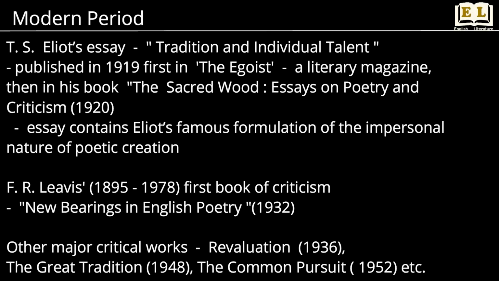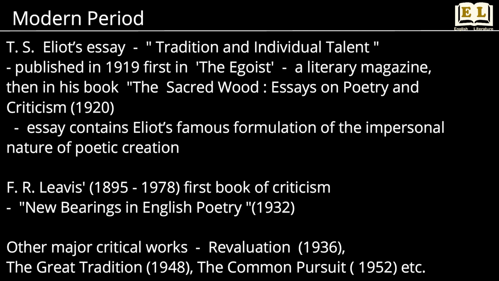T.S. Eliot's essay, Tradition and the Individual Talent, was published in 1919, first in The Egoist, a literary magazine, then in his book, The Sacred Wood: Essays on Poetry and Criticism. The essay contains Eliot's famous formulation of the impersonal nature of poetic creation.